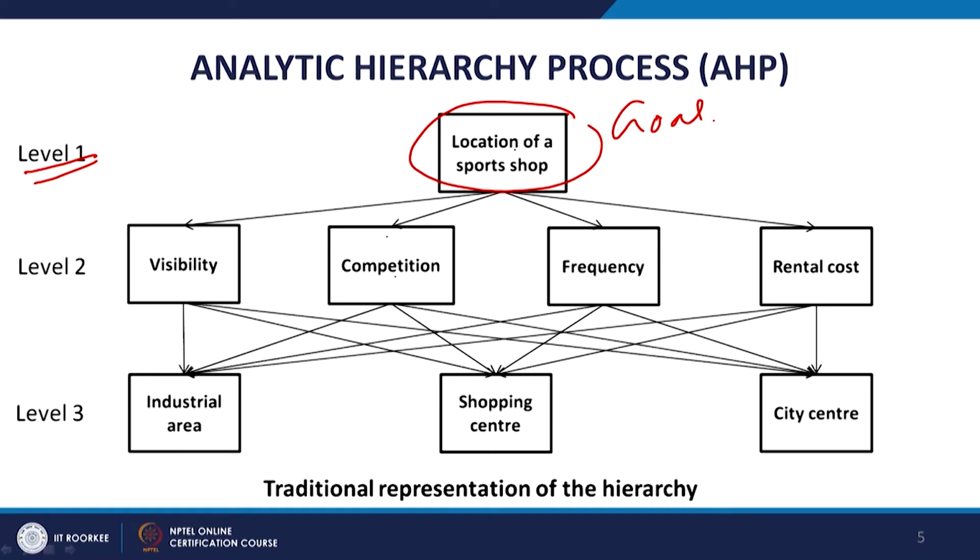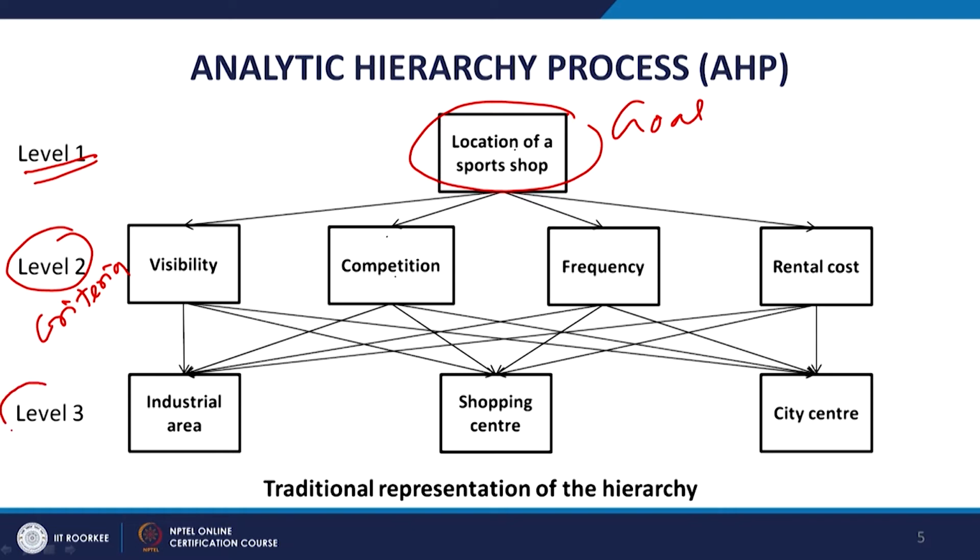As I said, from the top element there are going to be a number of branches. So, you can see level 2. Now, level 2 is for criteria. You can see the 4 criteria that we talked about: visibility, competition, frequency and rental cost. So, you can see them here in the second level. When we talked about pairwise comparisons that decision makers have to perform, they would be comparing these criteria with respect to the immediate upper level, that is the location of a sports shop, the goal of the decision problem.